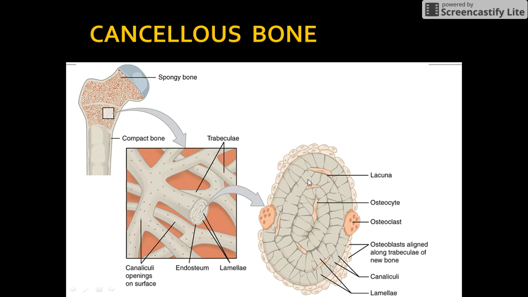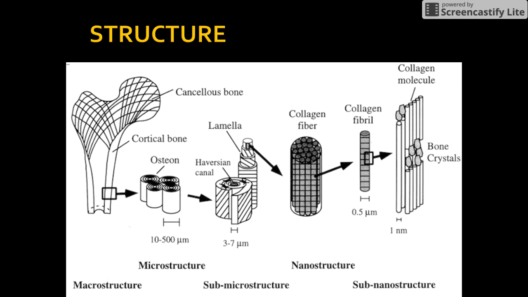The cancellous bone has the same structure. See, these are the lamellae, the osteoclasts are at the periphery, and in the lacunae there are osteocytes, but they are arranged haphazardly, and there are more spaces. These spaces contain blood vessels and bone marrow. So this is the structure of the bone.